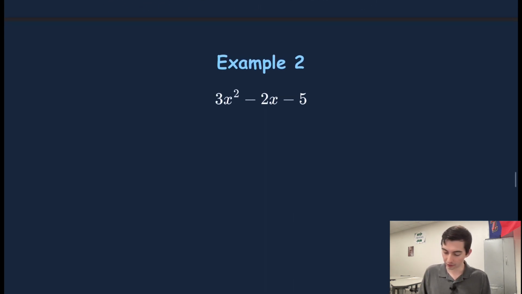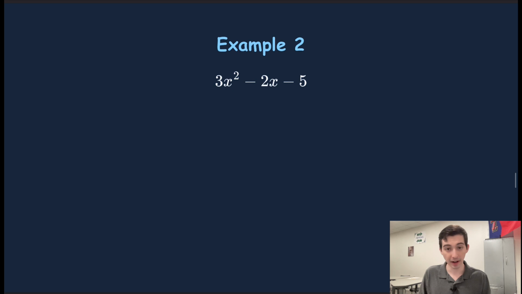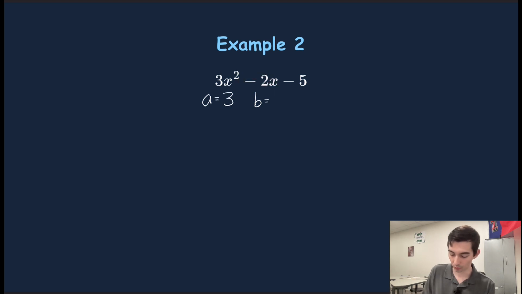So now let's look at another example. Let's find our a, b, and c. A is attached to the x squared, which in this case is 3. My b is attached to just the x. One thing that we want to keep in mind here is we want our signs with our numbers. So my b here is going to be negative 2 because we're subtracting 2x. And same with my c. My c here is going to be negative 5 because of this negative right here.